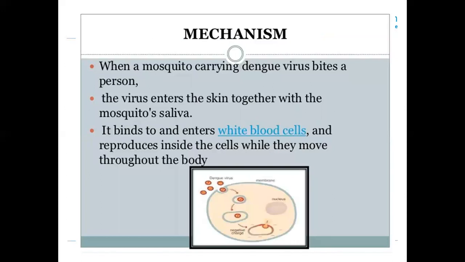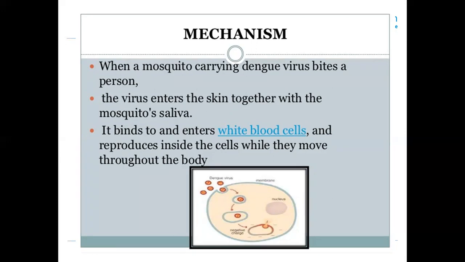Then the mechanism: through what mechanism does this particular virus affect us? When a mosquito, in this case Aedes aegypti, carrying dengue virus bites a person, the virus enters the skin together with the mosquito's saliva. As we know, the saliva is secreted as an anticoagulant, it doesn't allow the blood to coagulate, so that this mosquito can easily feed on human blood.